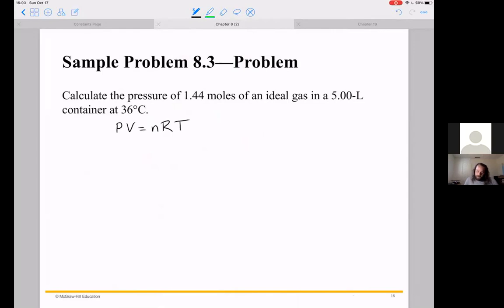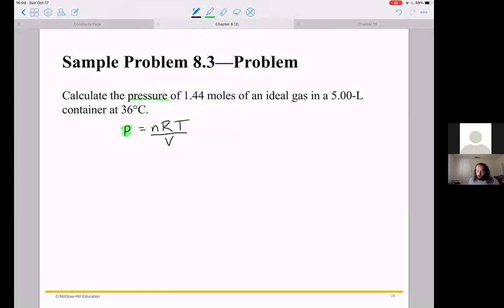It says calculate the pressure of 1.44 moles of an ideal gas at 5.00 liters in a container that's at 36 degrees Celsius. Okay, so what's my variable? My variable is pressure. So that means I need to isolate this. I'm going to do that by dividing by volume on both sides. It'll cancel out over here. So if I just rearrange to make it look prettier, I have P equals nRT divided by V.